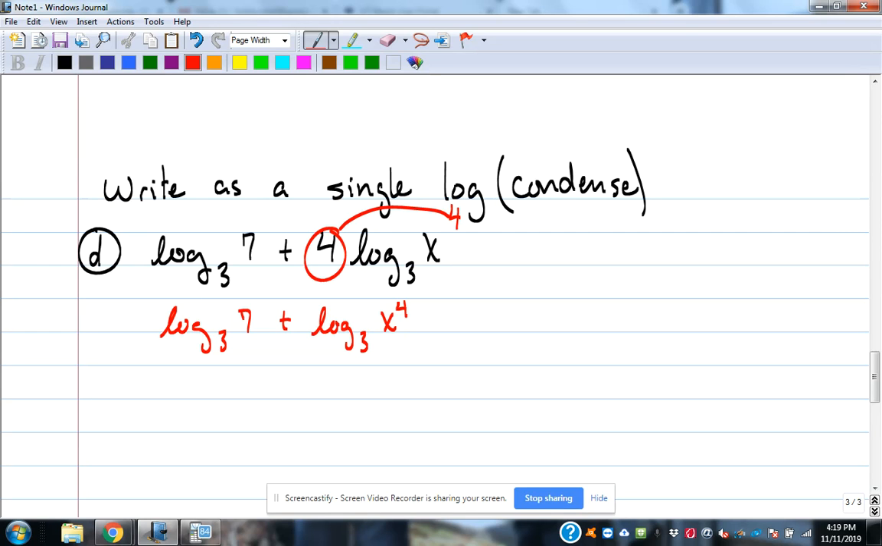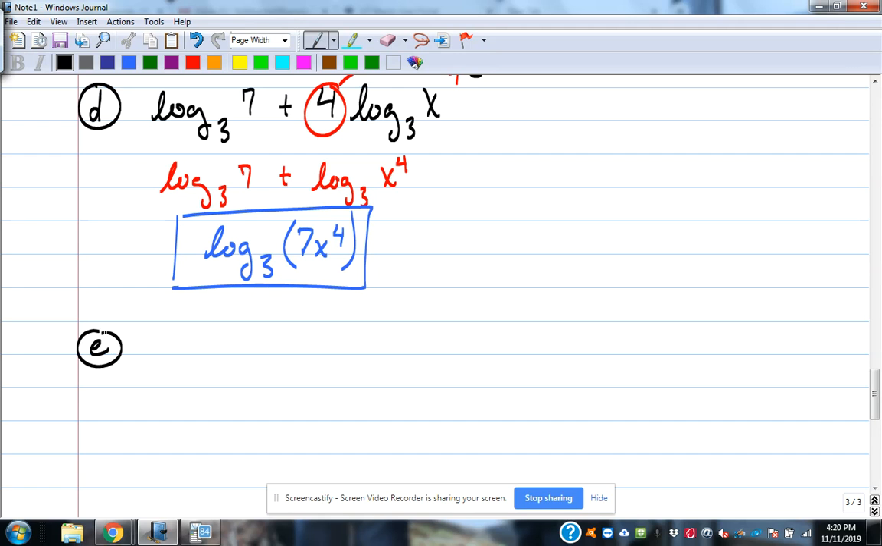Addition becomes what? That's right. Addition becomes multiplication. So this is going to be log base 3 of 7 times x to the 4th. And there's nothing else to condense. That's one term. It's got it down to one single logarithm. The exponent property, pop that exponent back up to the top, and then the addition became multiplication, and we were able to get that into a single logarithm.